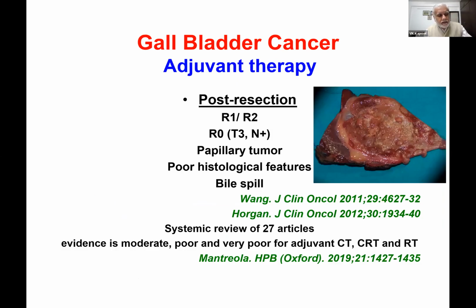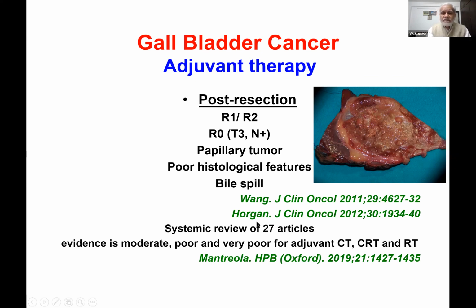A word about adjuvant therapy. Obviously, any patient who has an R1, which means margin positive, or R2 resection, which means gross residual disease, requires adjuvant treatment. Even if you have achieved an R0 resection, if the disease is, some people say even T2, but definitely T3 or node positive, if it is a papillary tumor like this, which is often multicentric, and if there are poor histological features like perineural invasion, lymphovascular invasion, pericapsular invasion in the lymph node, tumor budding. And in case of incidental gallbladder cancer, if there was bile spill during the index cholecystectomy, all these patients must receive post-resection adjuvant therapy, which is usually chemotherapy, usually gemcitabine based.